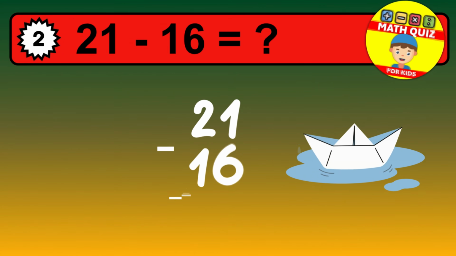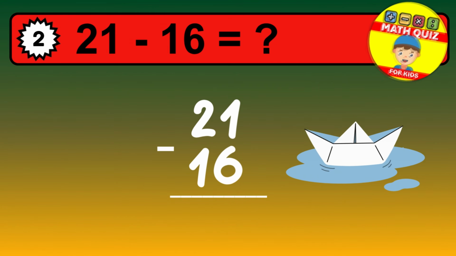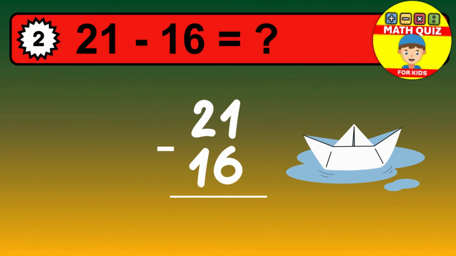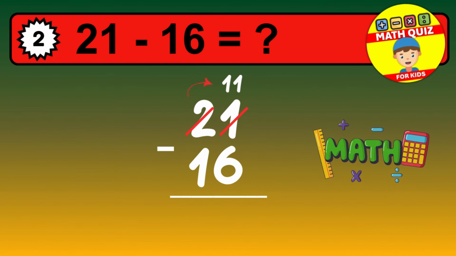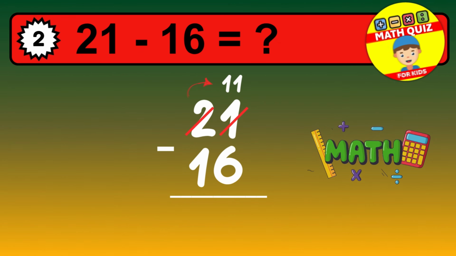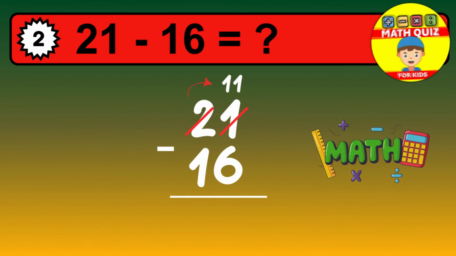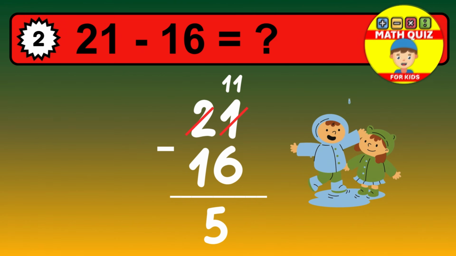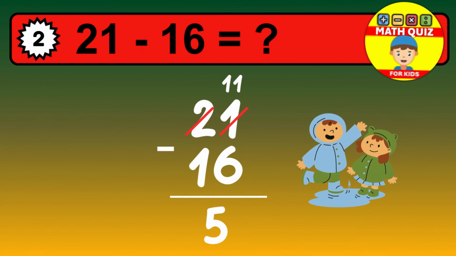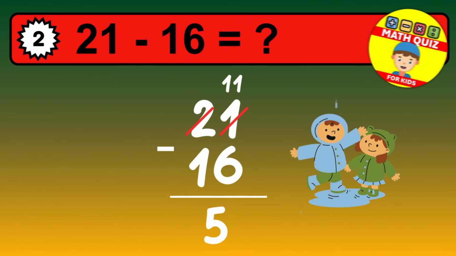Let's solve this step by step. We start with the units. 1 minus 6 is not possible, so we need to regroup. We take 1 ten from the tens column. Now we have 1 ten, and the units become 11. Now we subtract. 11 minus 6 is 5. Then we go to the tens. 1 minus 1 is 0. The final answer is 5.